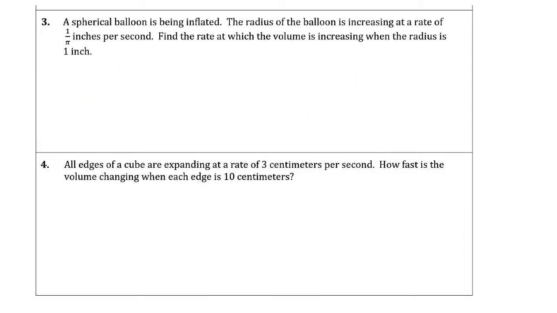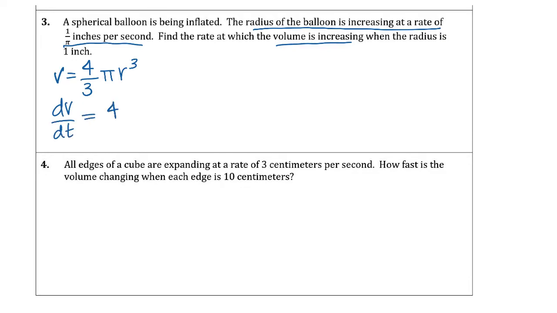Number 3, we have a spherical ball that's being inflated. The radius of the balloon is increasing at a rate of, so there's your dr/dt, 1 over pi inches per second. Find the rate at which the volume is increasing. So we're looking for dV/dt when the radius is 1 inch. So our volume formula here, and this is something you would be given on the exam, is 4/3 pi r cubed. Let's go ahead and find the derivative because we know we're going to have to anyway. So we have 4 pi r squared dr/dt.